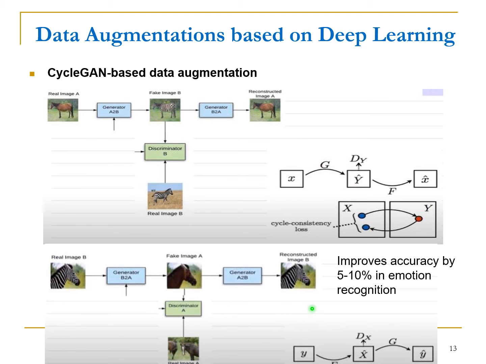So how can this network be used? This network can be used, for example, in translating majority classes into minority classes. If we have a class imbalance problem in our data set, we can convert some majority classes into minority classes by using CycleGAN. And this CycleGAN architecture has been shown to improve accuracy by 5 to 10% in emotion recognition applications.